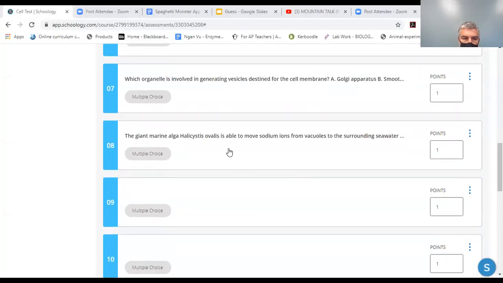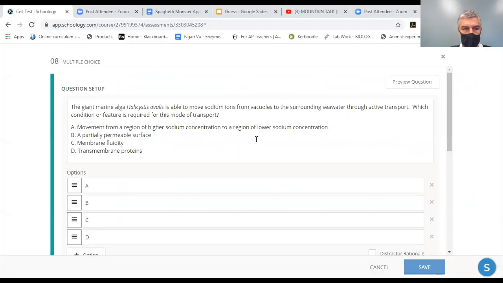And we're almost to the open response. That's what most people want to do anyway. The marine alga is able to move sodium ions from vacuoles to the surrounding seawater through active transport. So it can pump salt out. So this thing is going to have to pump salt out of its body. Which condition or feature requires this mode of transport? So we're pumping salt out of us.